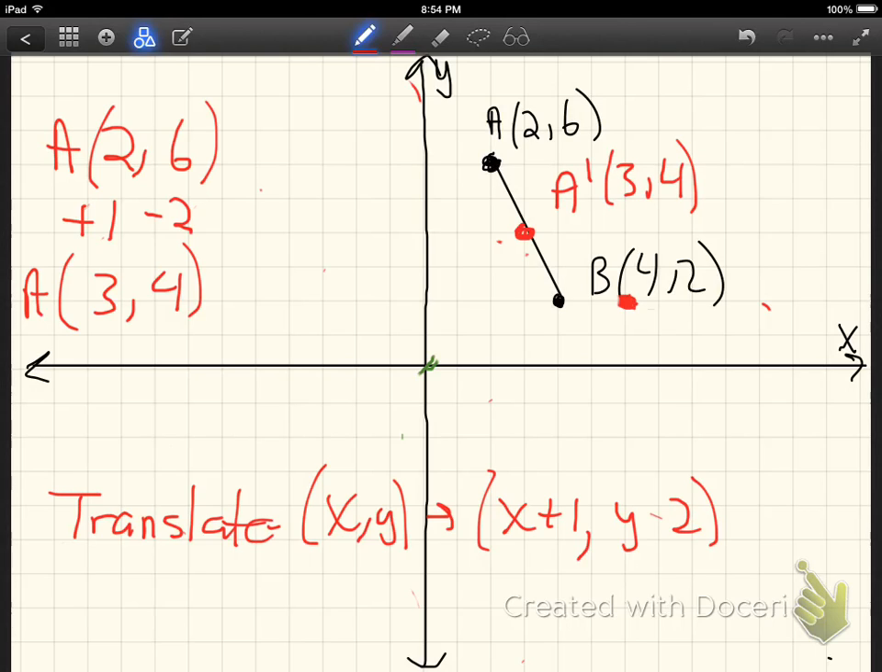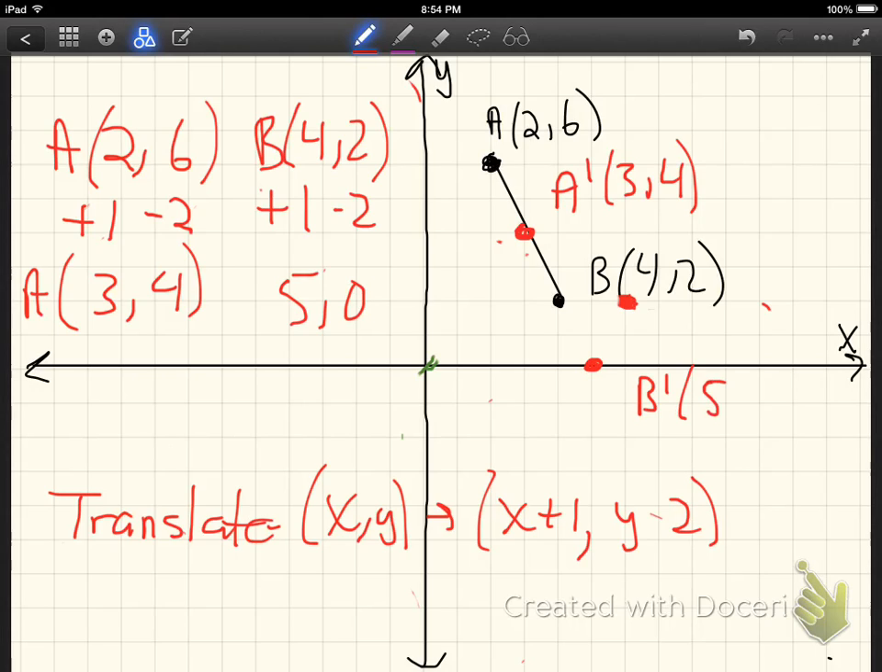Okay, to get my B prime, B is currently at 4, 2. I'm going to do the same thing. I'm going to add 1 to the x, subtract 2 from the y's, and now I'm at the point 5, 0. So over 5 and not up or down any. That's my B prime, 5, 0, and boom, there's the point. There's the reflection.